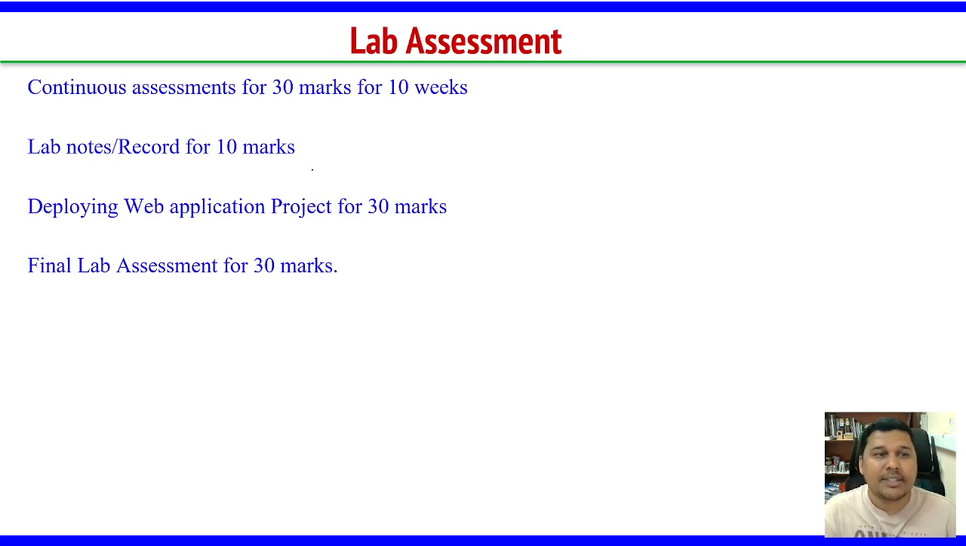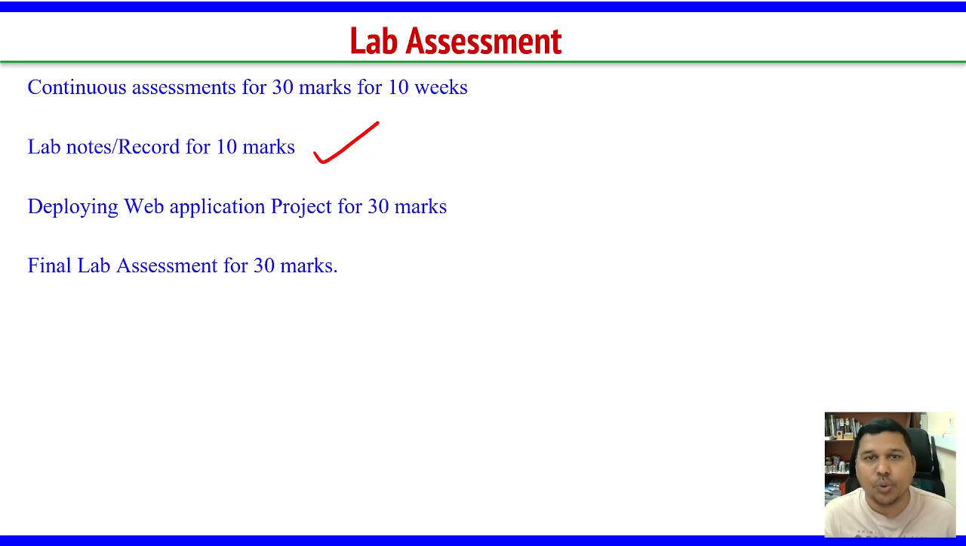Then assessment, as I said, is continuous assessment for 30 marks over 10 weeks. So every week 3 marks, or maybe some 6-7 times 5 marks each. Then for the notebook that you are writing, 10 marks. You will be given a project to deploy a web application. So it is mandatory, it is assumed that you all know how to build web applications by this time.